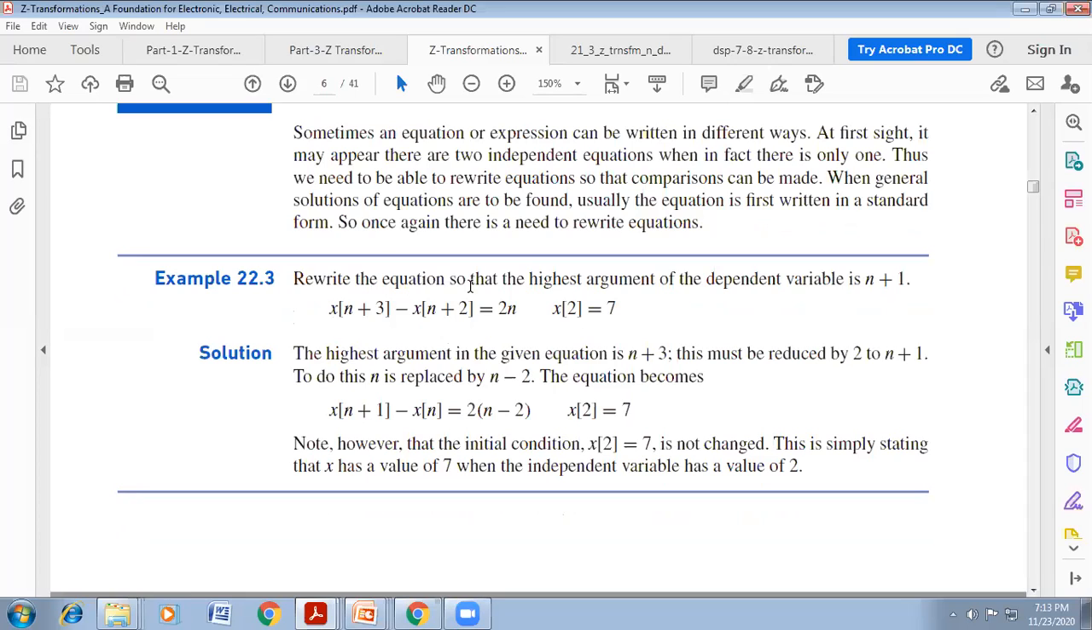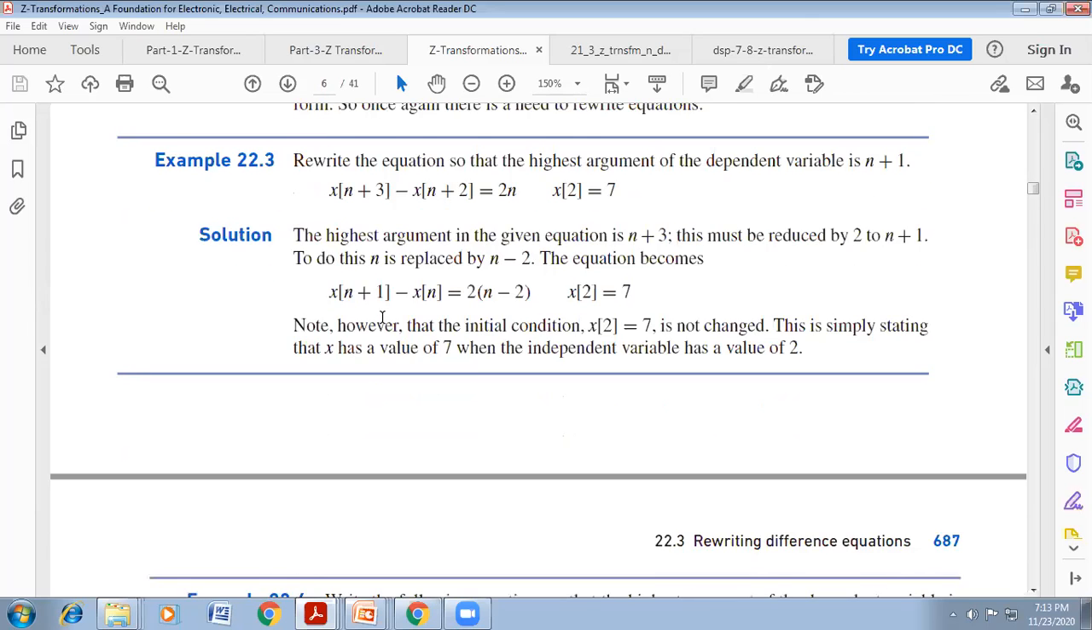Suppose we rewrite the equation so that the highest argument of the dependent variable is n plus 1. Actually, try to understand this example, 2.3. Try to understand.